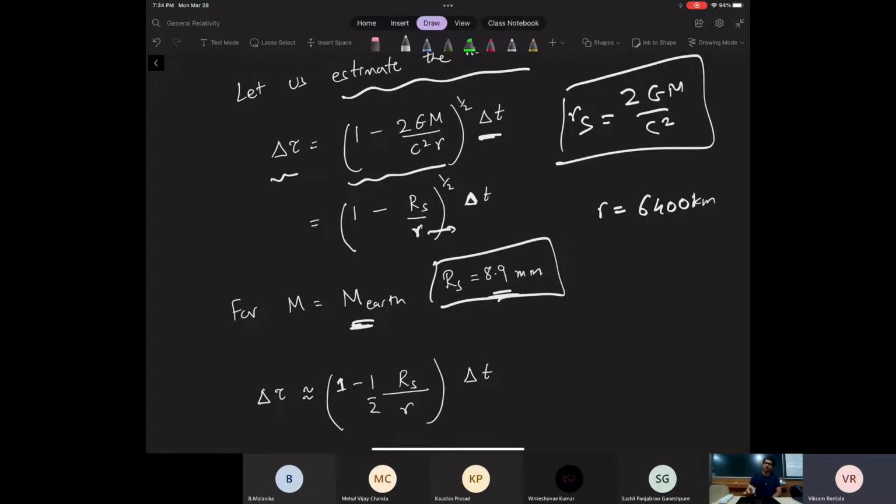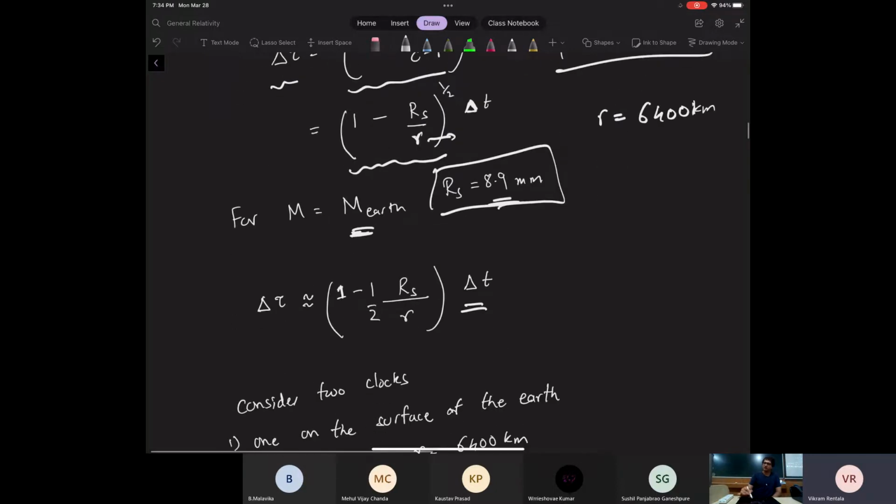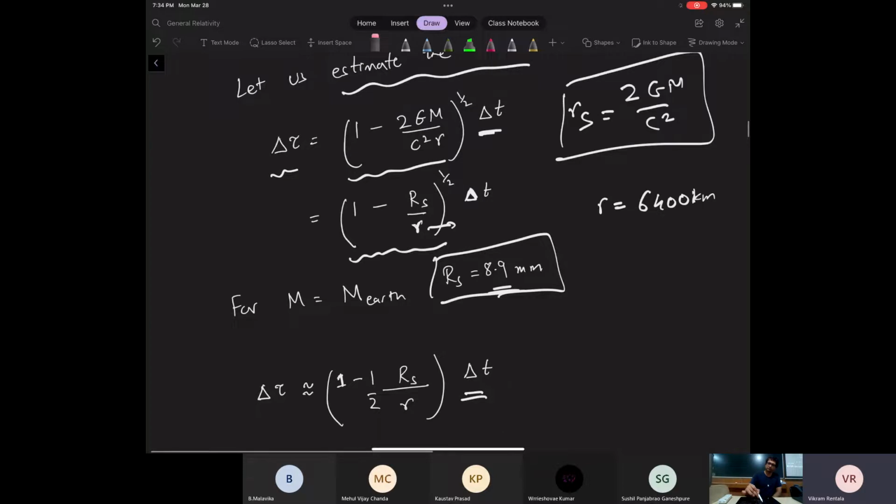So in that approximation, I can expand this factor using the binomial expansion. This is approximately (1 minus half r_s by r) times delta t. I've just kept the leading order piece in r_s by r. Of course, there are corrections of order (r_s by r) squared and so on. This is a further approximation to linearized gravity. Just be careful about this: there's a further approximation that I'm making now to this linearized gravity approximation.